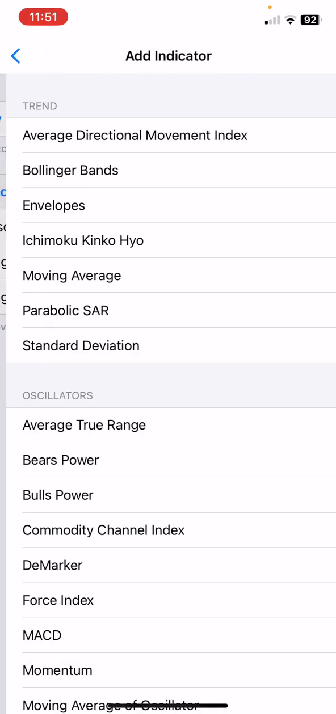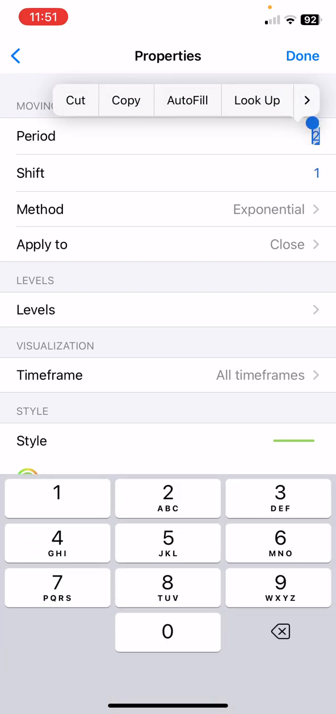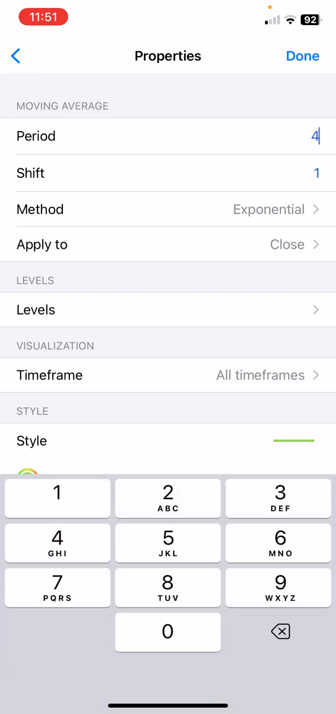Now moving on to the next indicator, which is going to be the last one. Click on indicator window 1 plus, search for moving average once again and click on it. For the properties, use it as before. Shift is 1, method is exponential, apply to close.